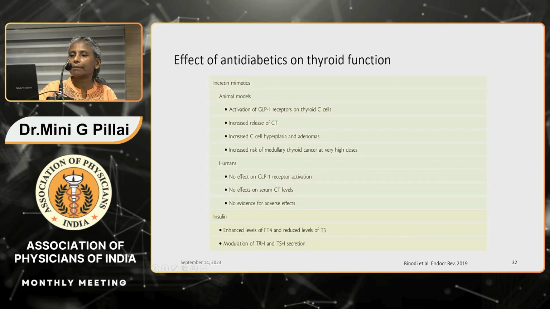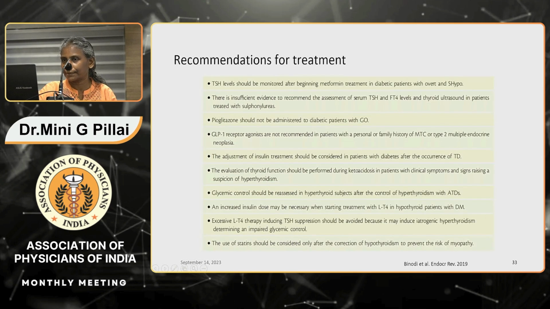Incretin mimetics. In animal models, it was seen that activation of GLP-1 receptors on thyroid C cells can cause increased release of calcitonin. There was increased C cell hyperplasia and increased risk of adenoma. Increased risk of medullary thyroid cancer was also seen in mice models at high doses. But in human studies, there was no effect on calcitonin levels or any reported malignancy. Still, caution is advised on treating patients with family history of medullary thyroid carcinoma or MEN syndromes with GLP-1 receptor analogues. Insulin has an enhanced effect. This also we already covered.